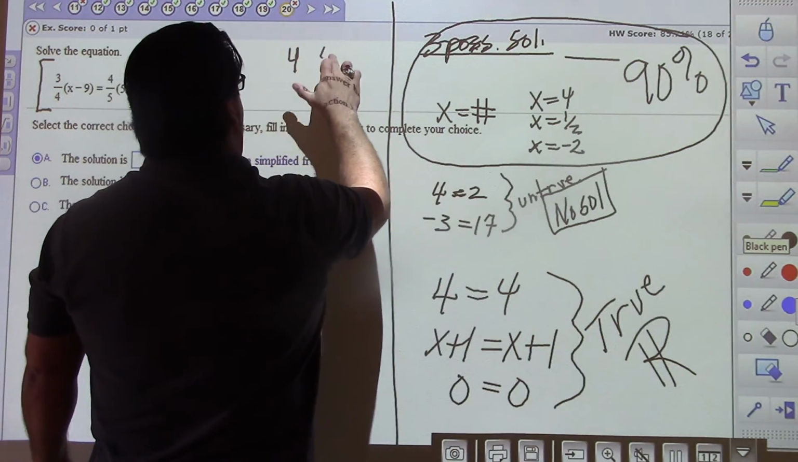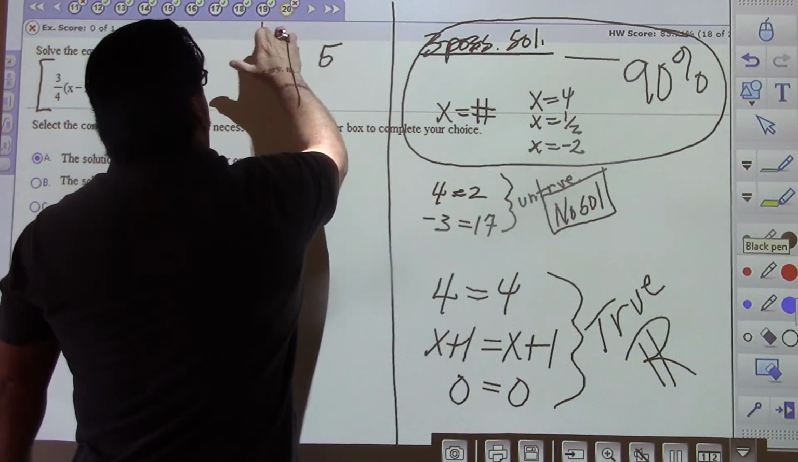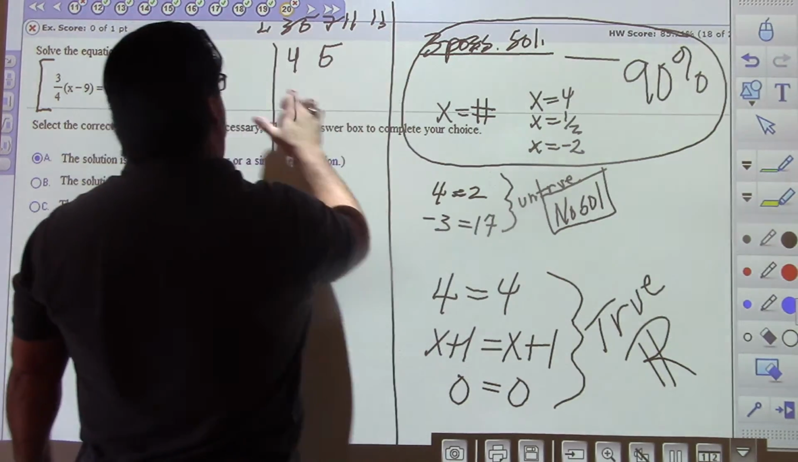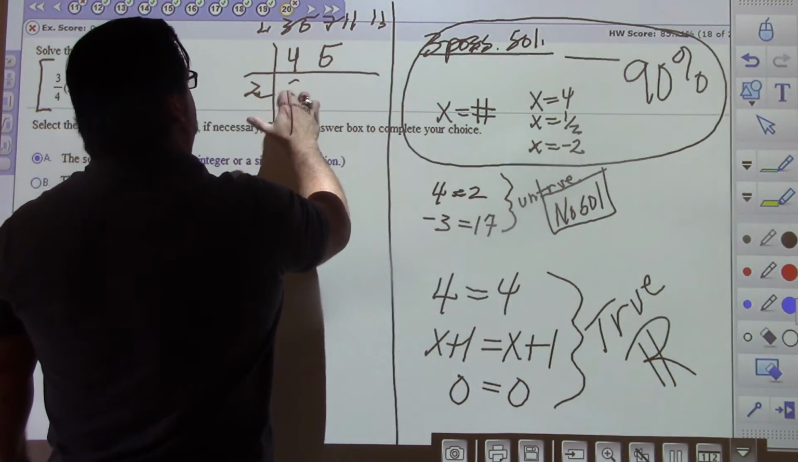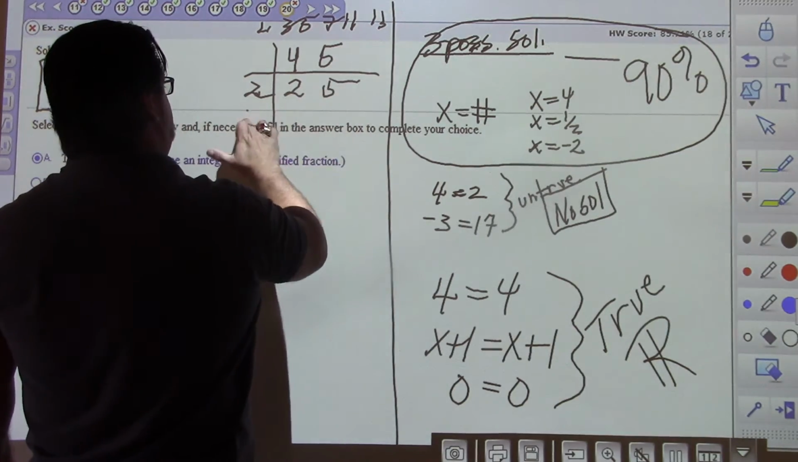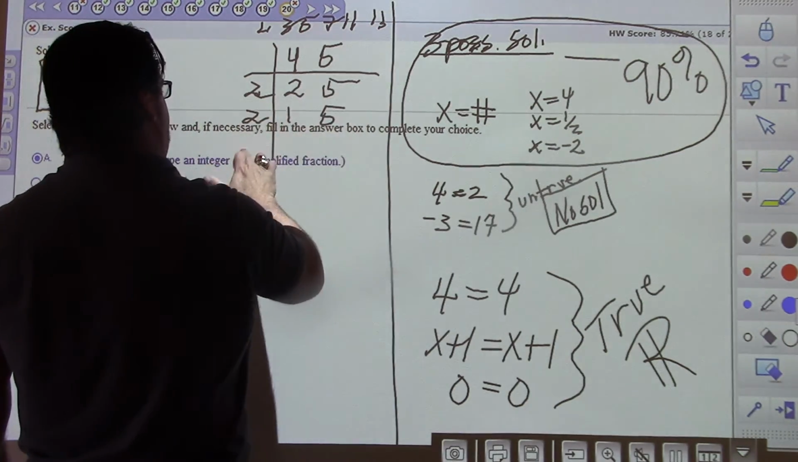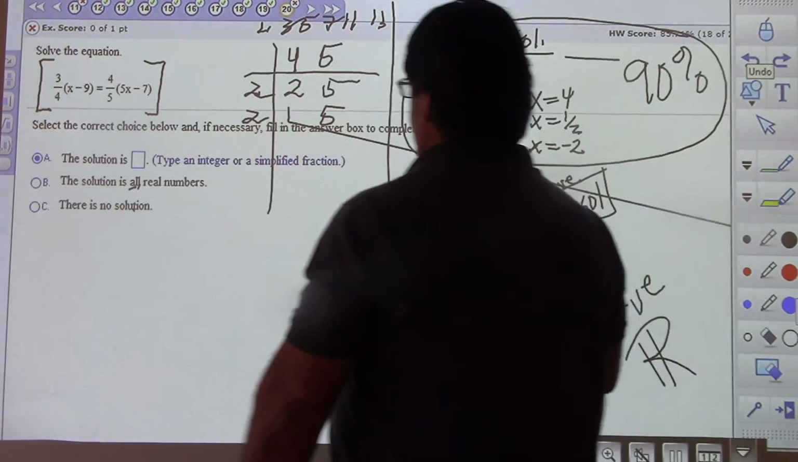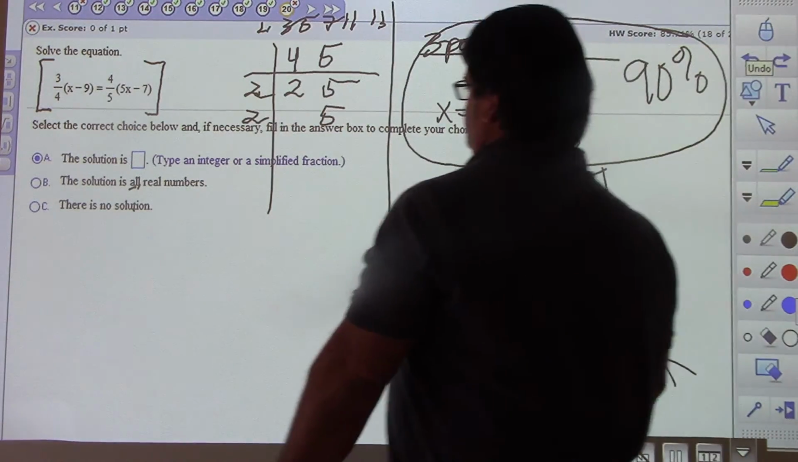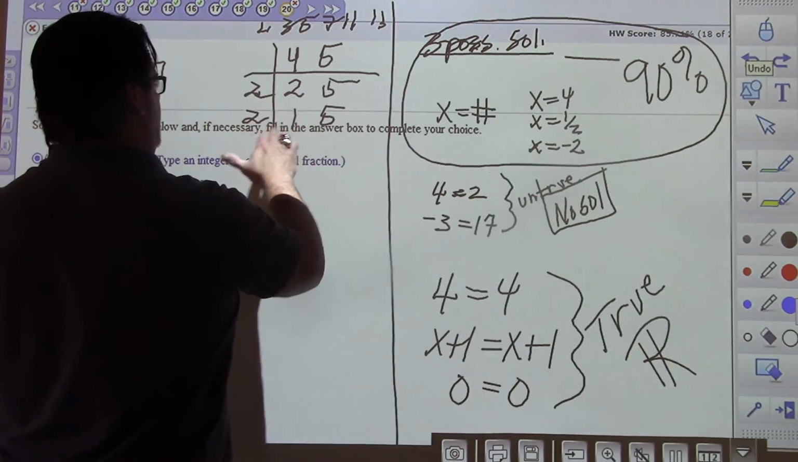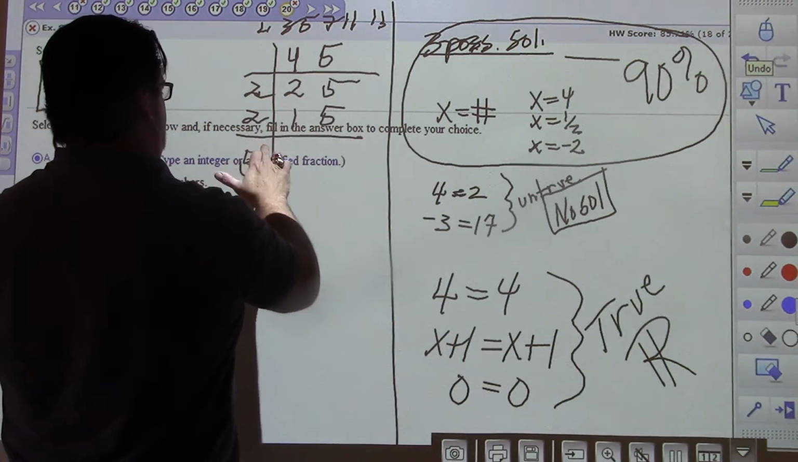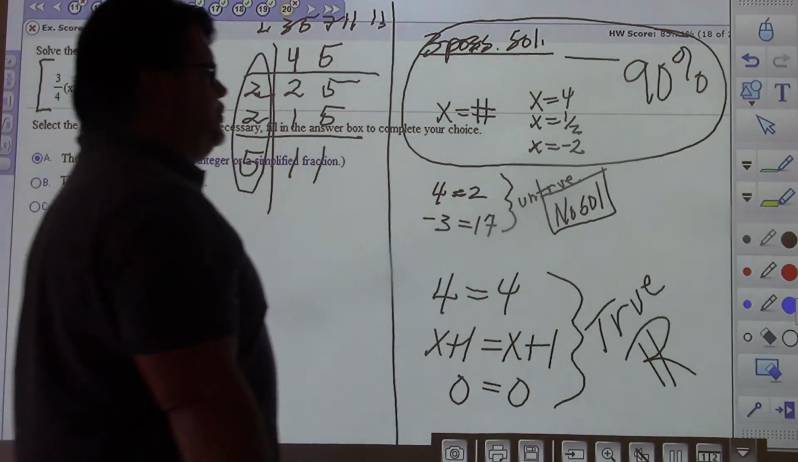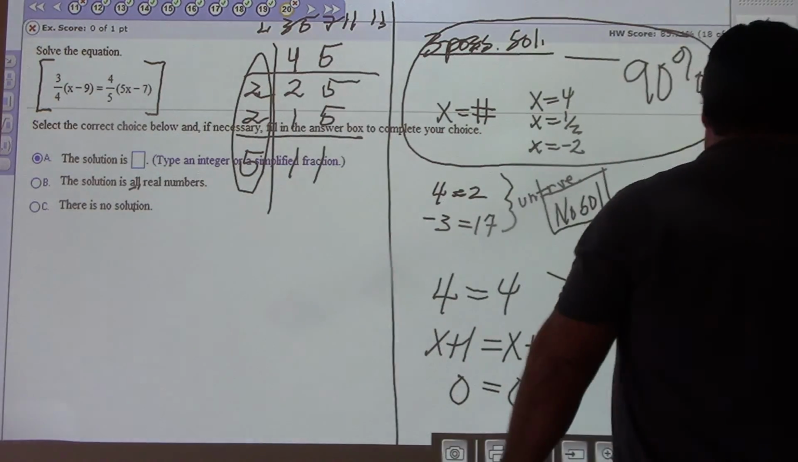Multiples of 4 and 5. 2, 3, 5, 7, 11, sometimes 13. And what's 4 times 5? 20. So 20 is our common denominator.